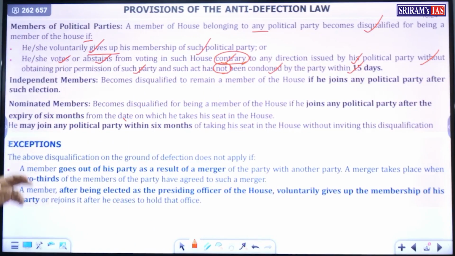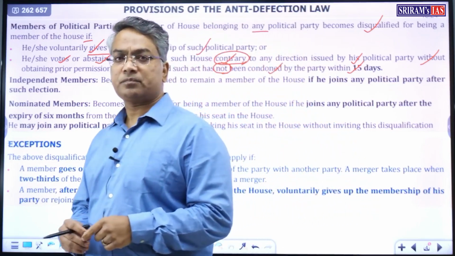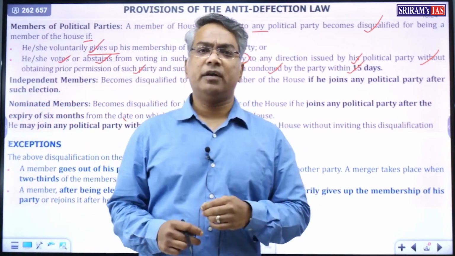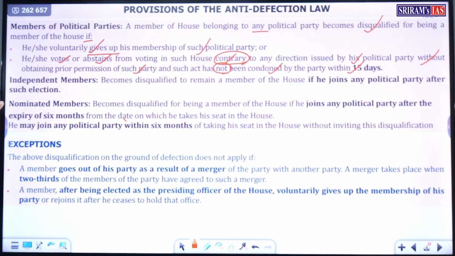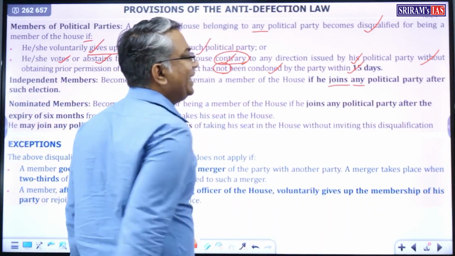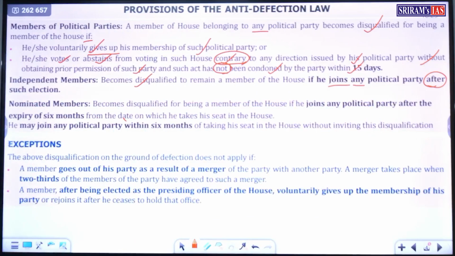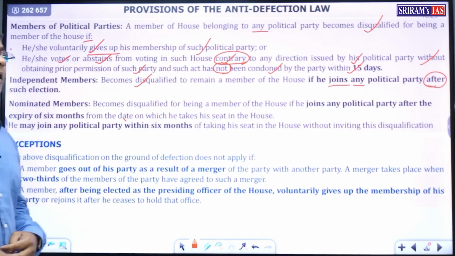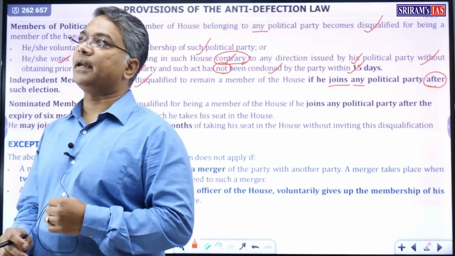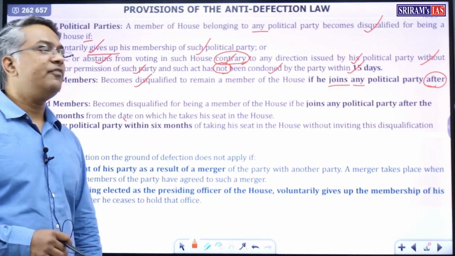So what about an independent member? An independent member after election, can he join a political party or not? If he joins any political party, does it attract the anti-defection law? Let us find out. The independent member becomes disqualified to remain a member of the house if he joins any political party after the election. So an independent member cannot join any political party after the election. He has to remain independent. In case he joins any political party, he is disqualified on the grounds of defection.